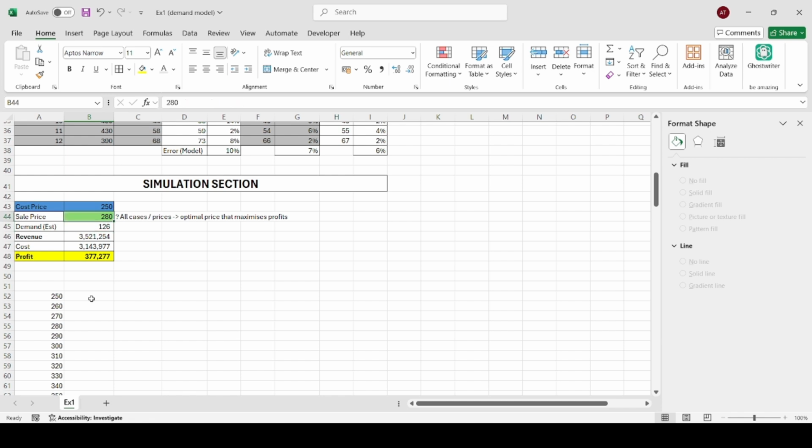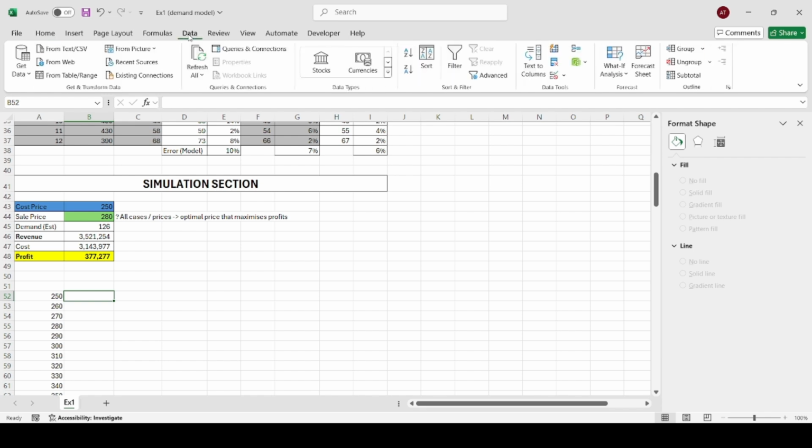But what Excel allows you to do is to create a simulation or a data table that populates profits in this column based on the same calculations that you see in this box, right? Because that's what it is. You're just repeating the same calculation for profits for all these individual prices you see here. So that is called a simulation.